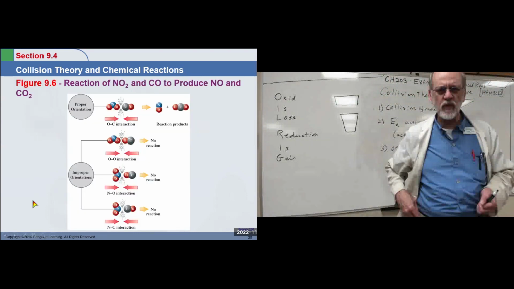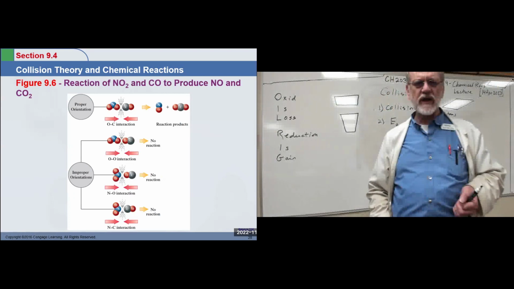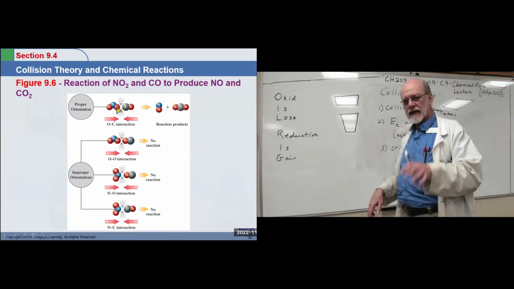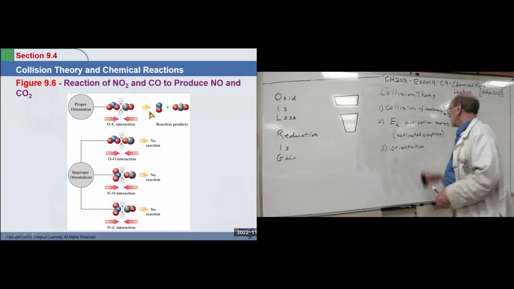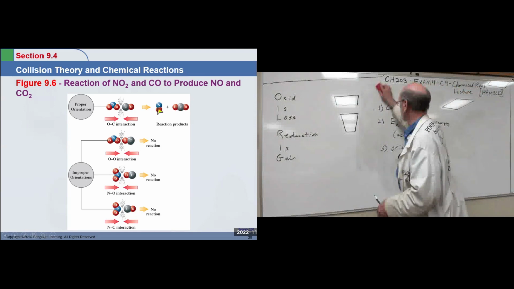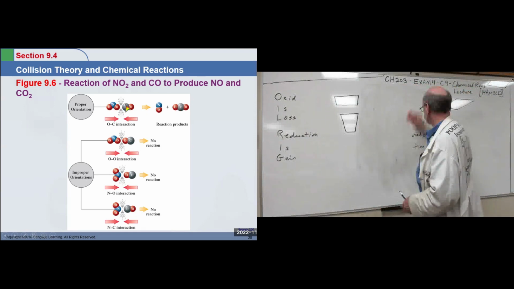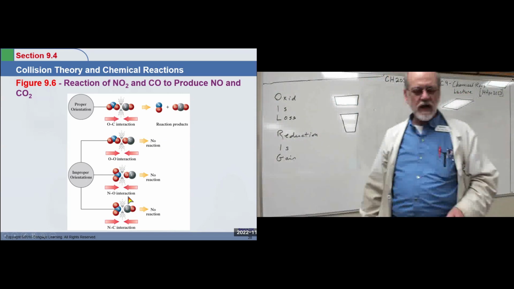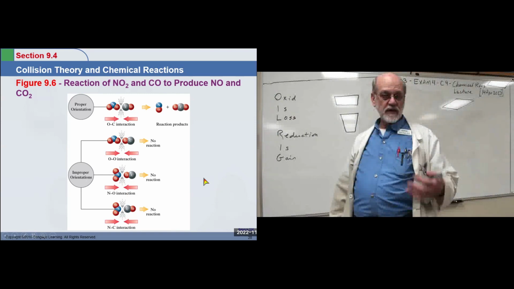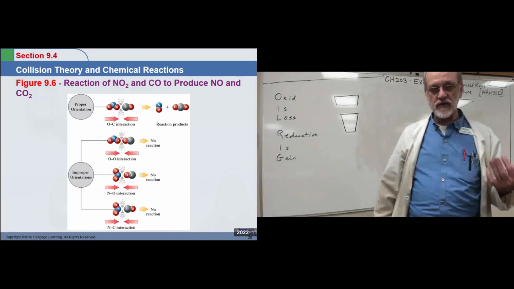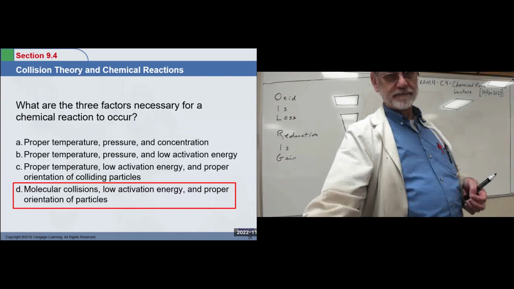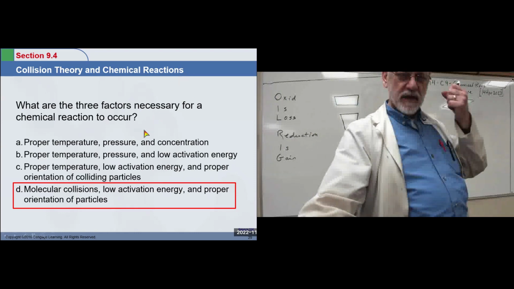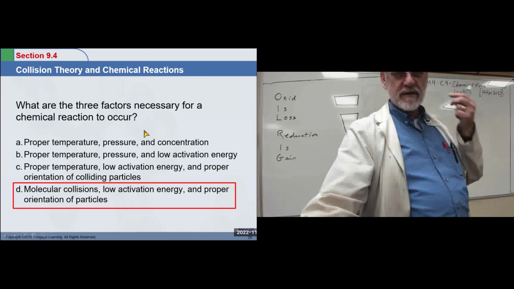All right, so here's an example where nitrogen dioxide and carbon monoxide, if they have enough energy and they're oriented properly, react. I'm not going to draw that picture on the board, so our viewing audience might miss out on this one if they're not looking at their hard copies. And then in the other examples below, the orientation is not proper, so there's no reaction. These are the three factors necessary: collision, activation energy, proper orientation.